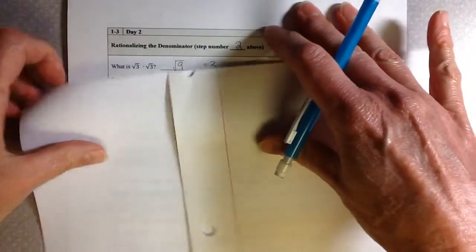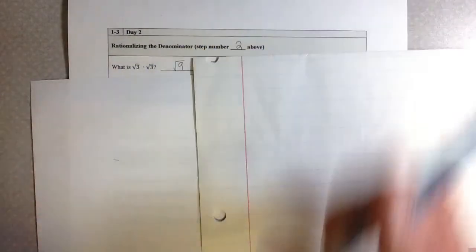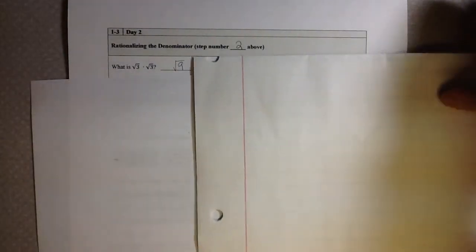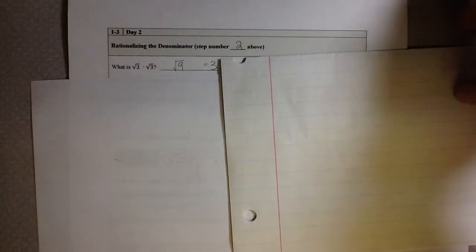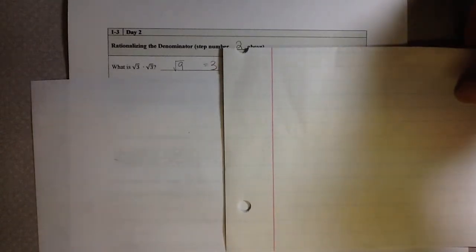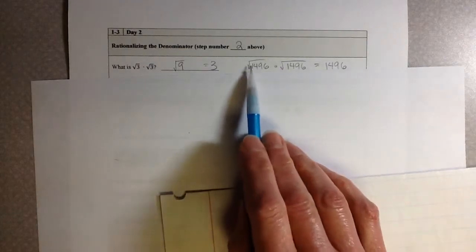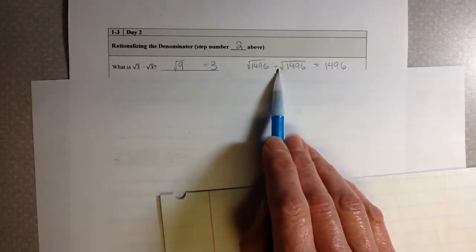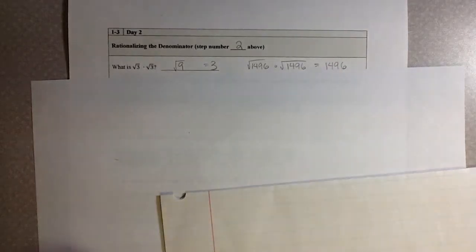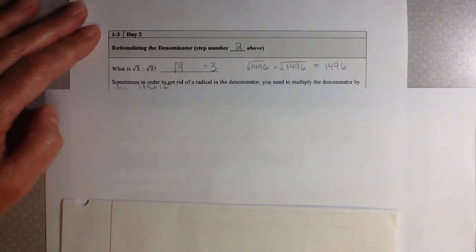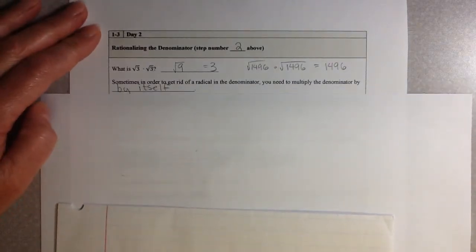All right, let's look at what happens with square root signs. If I do the square root of 3 times the square root of 3, I know that's the square root of 9. Well, the square root of 9 simplified is just the number 3. So that happens with any number you can think of. If you multiply the square root of a number by itself, the square root sign goes away. So I could do the square root of 1,496 times the square root of 1,496, and I'll end up with just the number 1,496. So, for that reason, sometimes in order to get rid of a radical in the denominator, you need to multiply the denominator by itself.